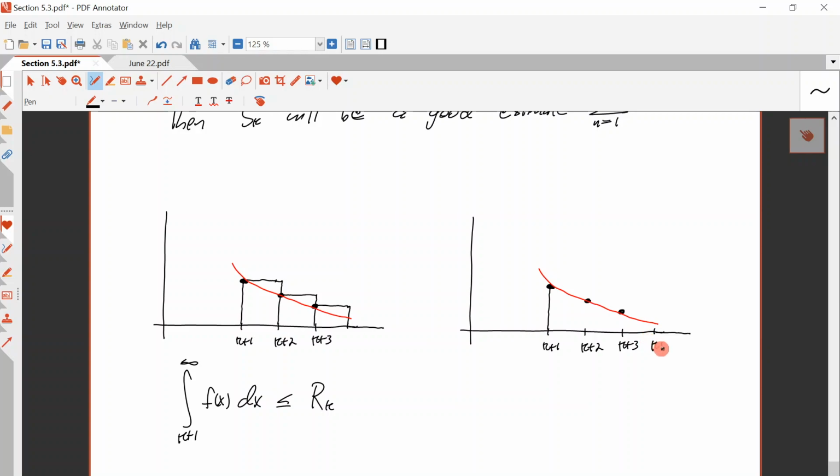K plus 3 says k plus 4. So if we draw, instead of drawing the boxes out to the right, we draw them out to the left, then we get this picture here. All right, so here, and the red is f of x, perhaps I should label that.